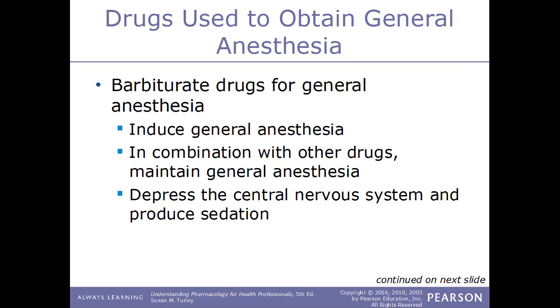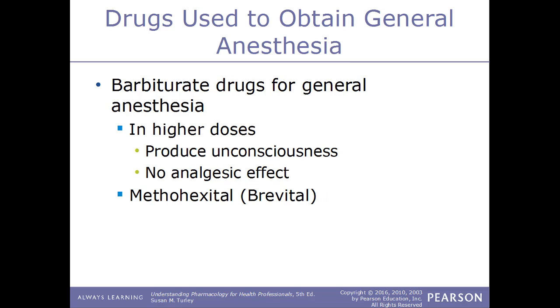All right, now we'll talk about another class of drugs that are used to obtain general anesthesia. Those are barbiturates, and these induce general anesthesia, and when they're used in combination with other drugs, help to maintain general anesthesia. And these act by depressing the central nervous system and produce sedation. Now, in higher doses, these can produce unconsciousness, but these have no analgesic effect.